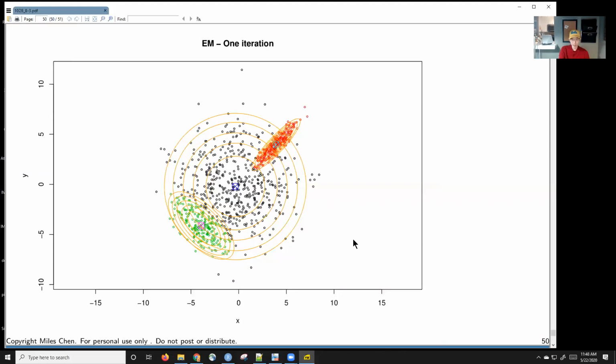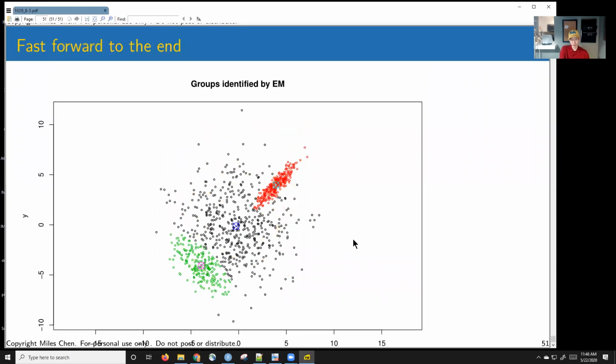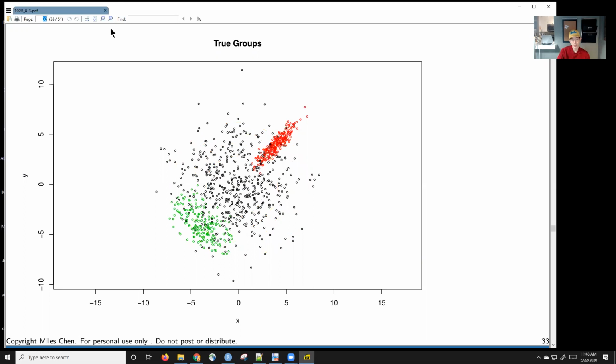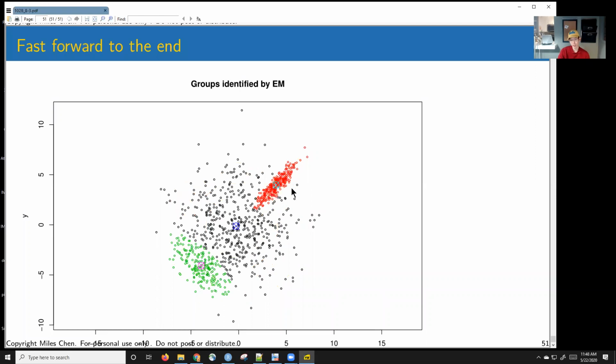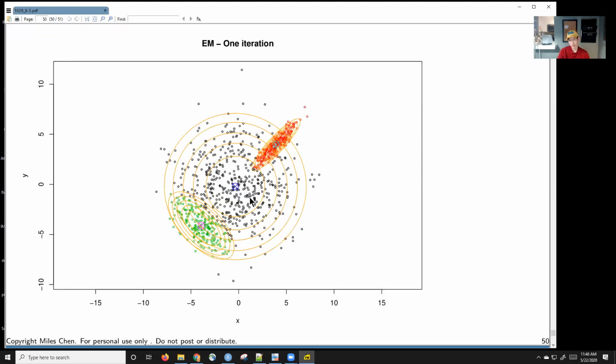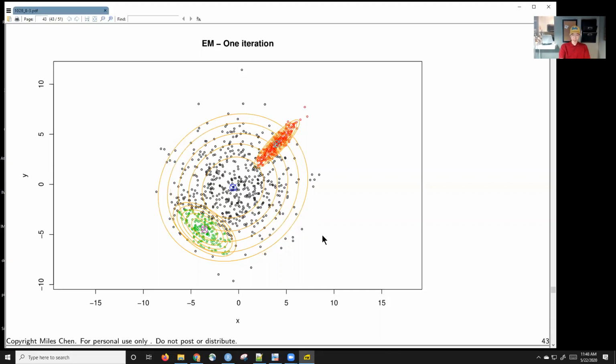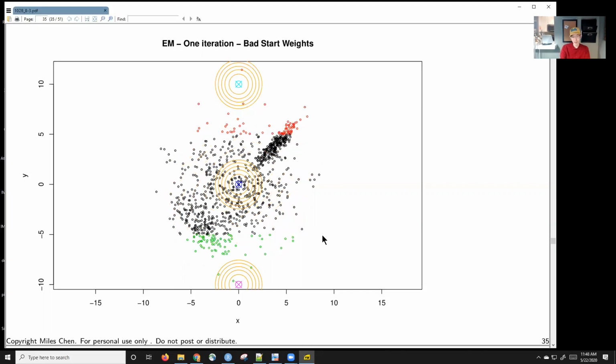So if I keep allowing many iterations to run, this is the final result, and I can compare that to the true initial assignments here. So these are the true groups, and we can see the resulting groups identified by EM. Pretty similar. Again, it's all probabilistic, and it allows us to mix in the different variance components there. It's not perfect, but it does a fairly good job despite starting off with some not so great initial estimates.